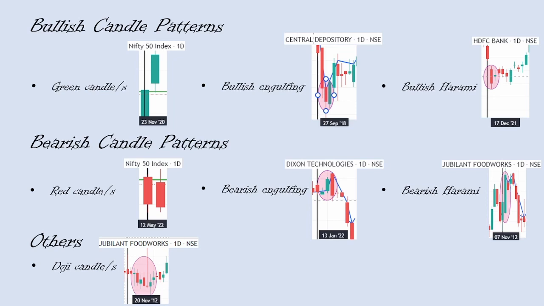So these are some of the patterns which can show you trend reversals. The bullish candle patterns will show you trend reversal happening to the bullish trend. Bearish candle patterns will show you trend reversal happening towards the bearish trend. And there are doji candles also, where there is no way of telling who is winning, because there is only a marginal difference. Okay.